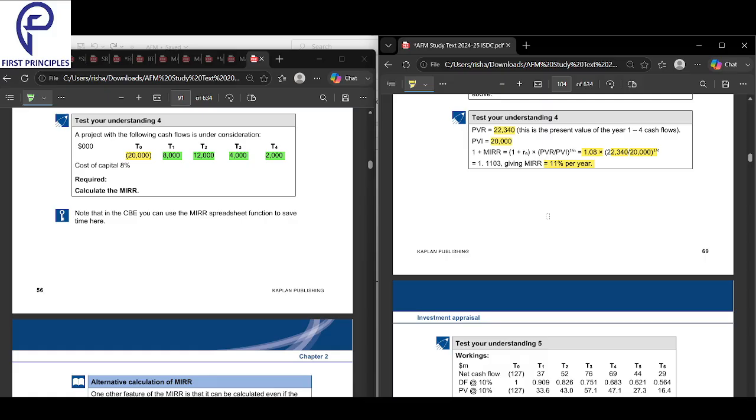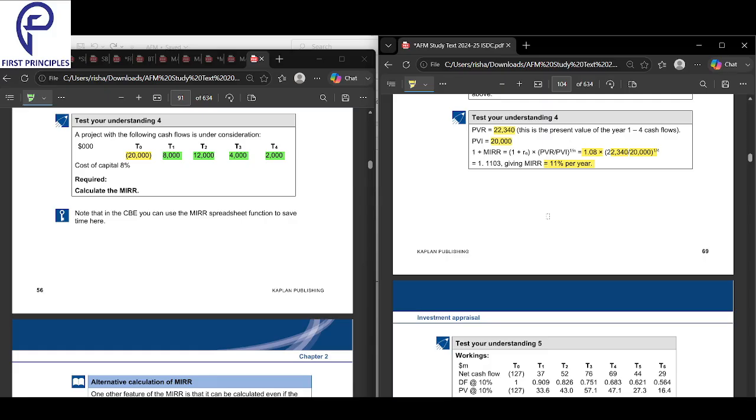So PVR, PVI, and then you do 1 plus N, and you will get the final answer of your MIRR. Lastly, you bring the 1 over here, so you get your MIRR, final answer. Okay, so that is about this. But the decision rule is: if your MIRR is greater than the cost of capital, the project is acceptable. So in this case, your MIRR is greater than the cost of capital, hence the project is acceptable.